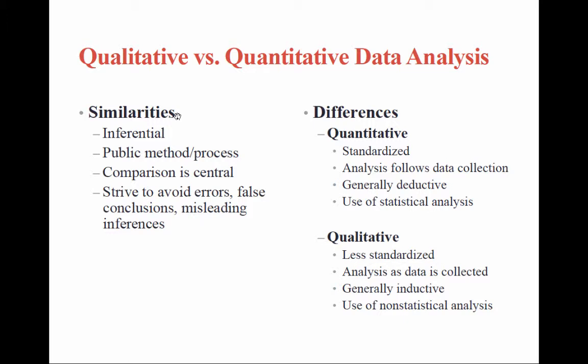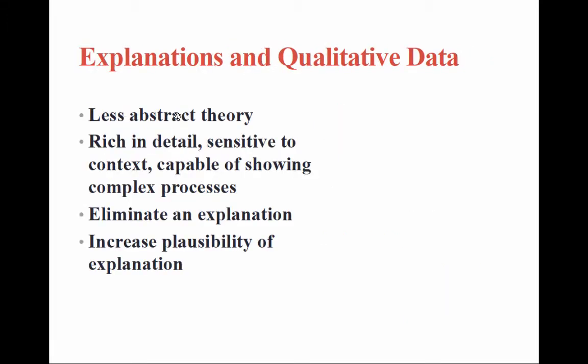Now, in quantitative data, there is a sort of linear organization to things such that things are generally deductive, that the data leads me to the concept. Whereas in qualitative, things are a little bit more circular in their organization, meaning that things are inductive, that the process of collecting the data starts to reveal things. And then in quantitative data, since we are dealing with numbers, we tend to use statistical analysis, whereas in qualitative, we're not engaged in statistical analysis.